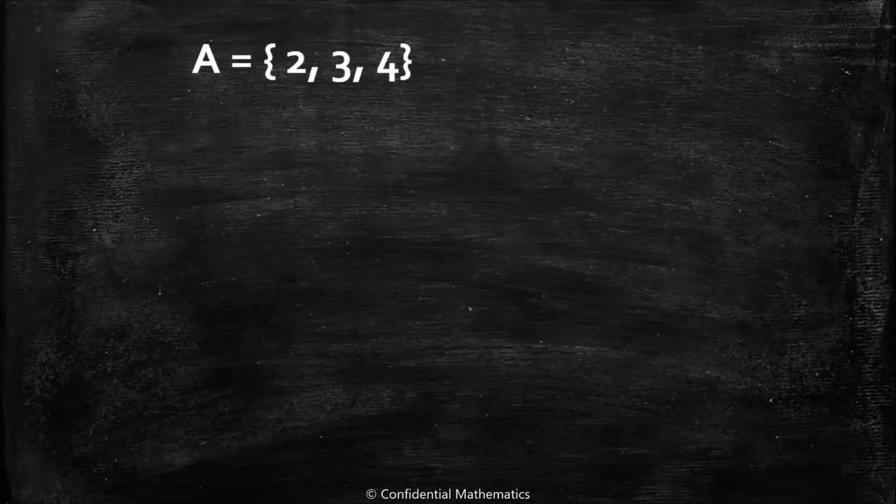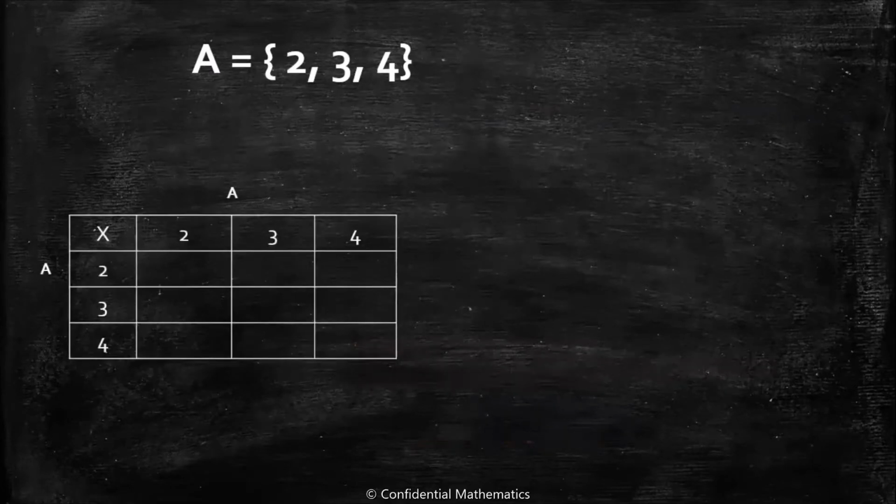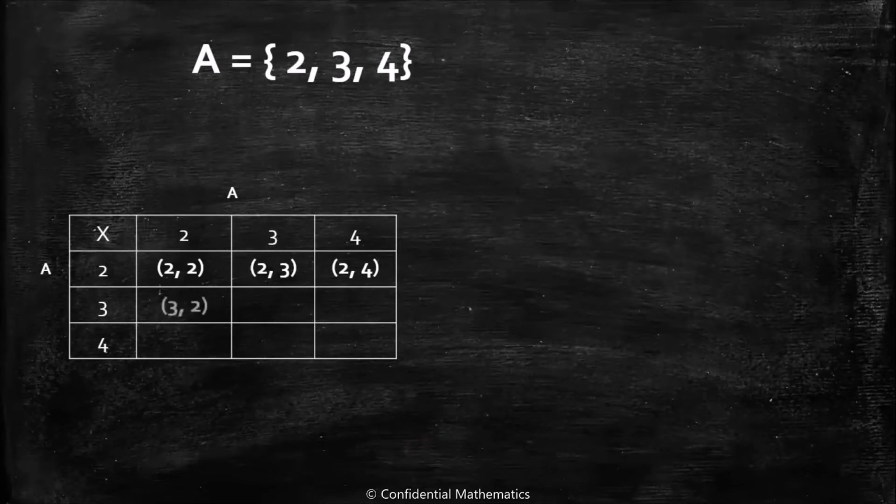To identify the types of relation, the set is required and the Cartesian product of the set with itself is also required. To find the Cartesian product, the first element is taken from the left and the second element from the top. For the element 2, 2 comma 2 is one ordered pair, then 2 comma 3, 2 comma 4. For the element 3, 3 comma 2, 3 comma 3, and 3 comma 4. Now taking the element 4 as first, we get 4 comma 2, 4 comma 3, and 4 comma 4.